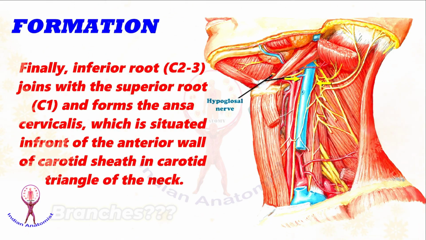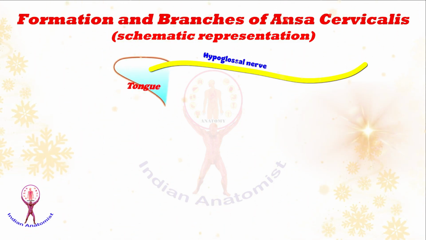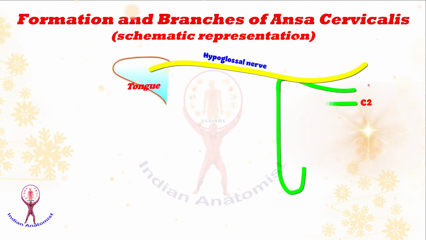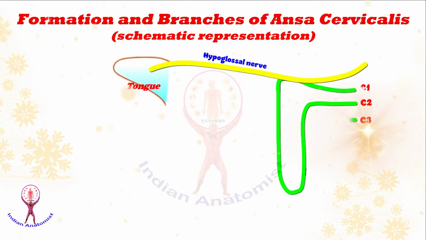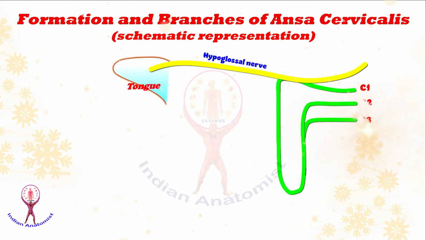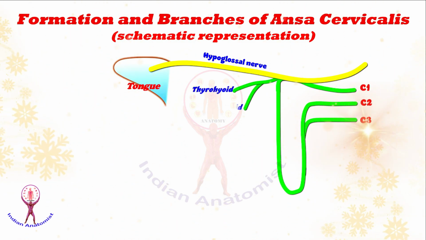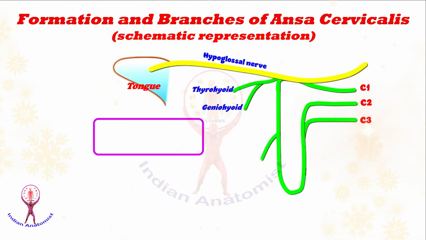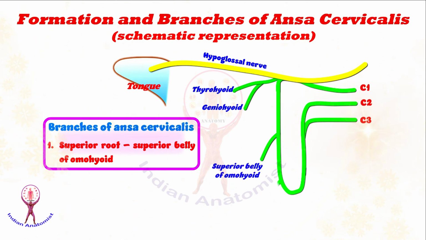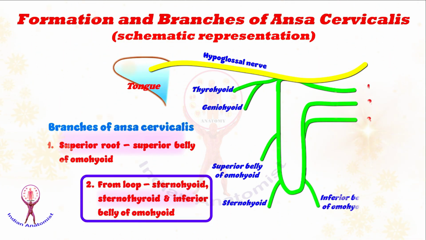Now, what branches arise from this loop? Dear students, please see this animation showing the formation of Ansa Cervicalis, followed by the branches arising from the Ansa Cervicalis. Out of these two roots, only the superior root gives a branch to the superior belly of the omohyoid muscle. Whereas, the loop of Ansa Cervicalis gives three branches: nerve to sternohyoid, nerve to sternothyroid, and nerve to the inferior belly of omohyoid.